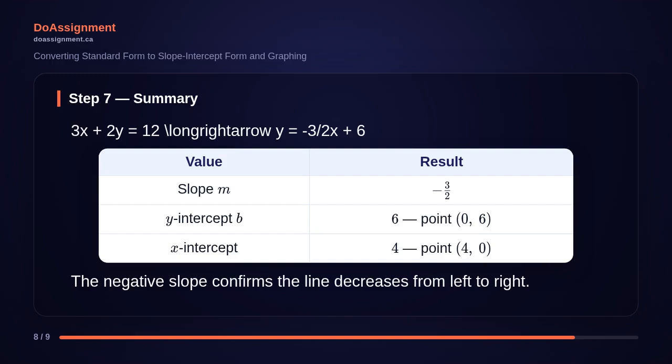To summarize, the standard form equation 3x plus 2y equals 12 converts to slope-intercept form y equals negative 3 halves x plus 6. The slope is negative 3 halves, which means the line goes downward to the right. The y-intercept is 6 at the point (0, 6), and the x-intercept is 4 at the point (4, 0).